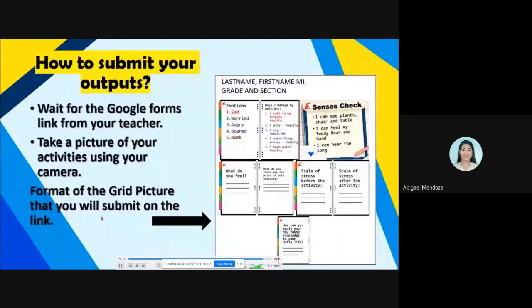How to submit your outputs. Wait for the Google Forms link from your teacher. Take a picture of your activities using your camera. Format of the grid picture that you will submit on the link. Okay, this is the format. Don't forget to put your last name, first name, middle initial, your grade and section. This is the activity that I want to see on your output.